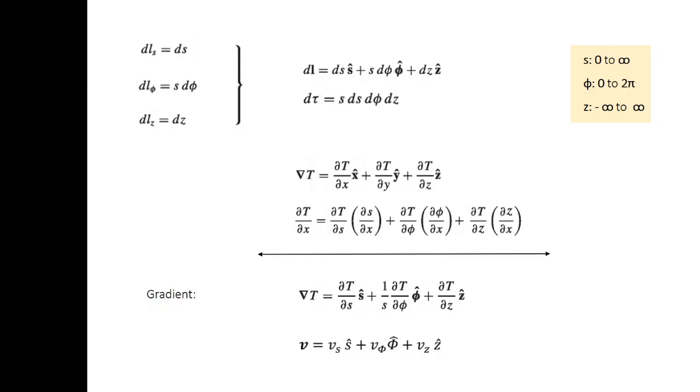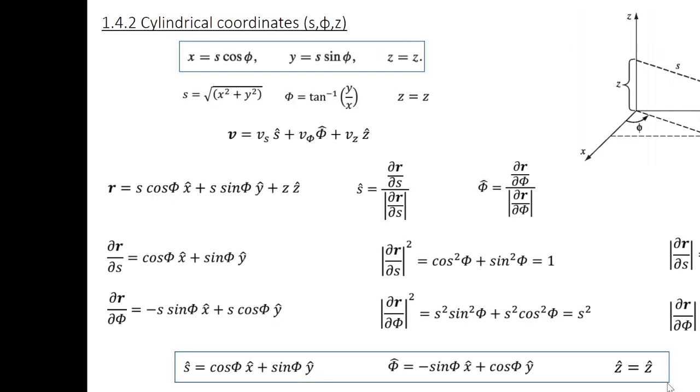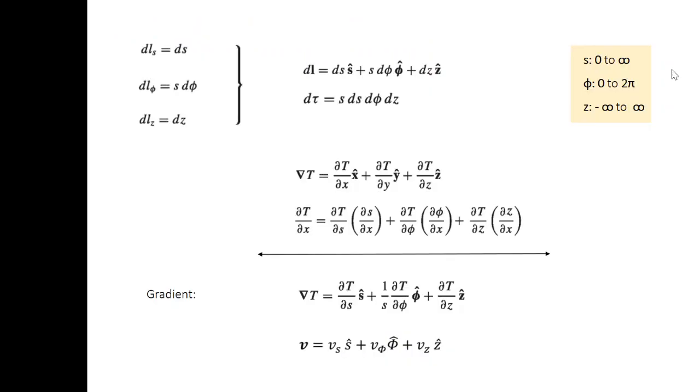Looking at the limits, s is the distance between the z-axis and the point, so it changes from 0 to infinity. The azimuth angle, as we have seen in the last class, changes from 0 to 2 pi because it varies along a circle. And coming to the z-axis, you have all the values from plus infinity to minus infinity. So these are the limits of your coordinates.